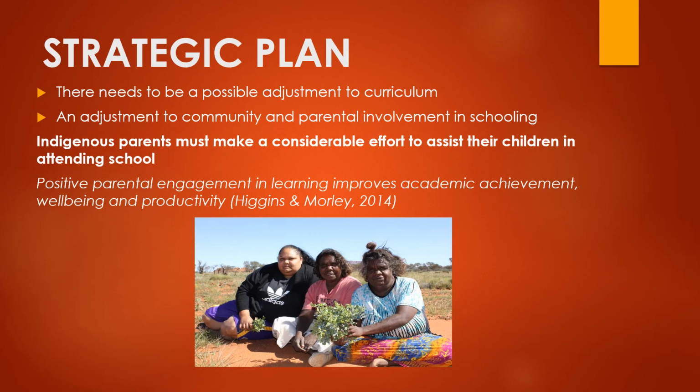So, what is my strategic plan? There needs to be possible adjustments to curriculum. There needs to be an adjustment to community and parental influence in school involvement in schooling. Indigenous parents must make a considerable effort to assist their children to attend school. Positive parental engagement in learning improves academic achievement, well-being and productivity.